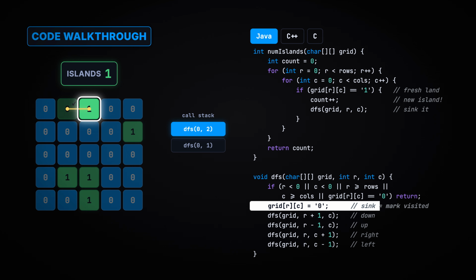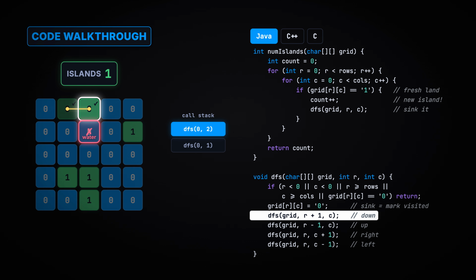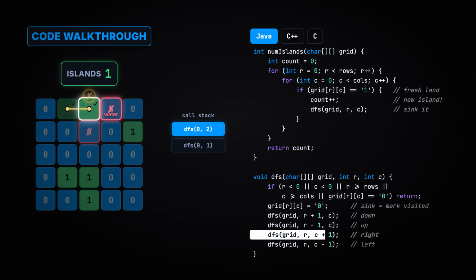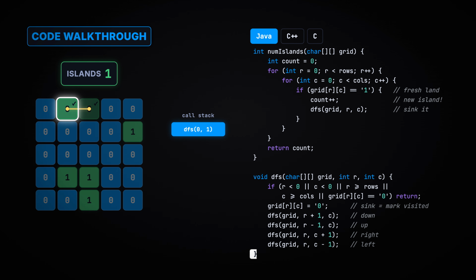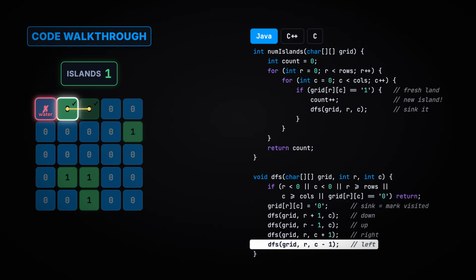Down here it sinks this cell too. Then tries its own 4 neighbors, but they are all water, the edge, or the cell we came from, already visited. Nothing new. So this deeper call returns. It pops off the stack, and only now does control come back up to the first cell to run its last line, left. Left is water, so it returns. The first call has now tried all 4 directions, so it pops too. The stack is empty. Island 1 is fully flooded.